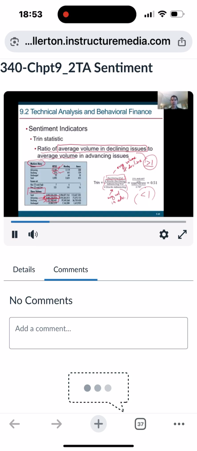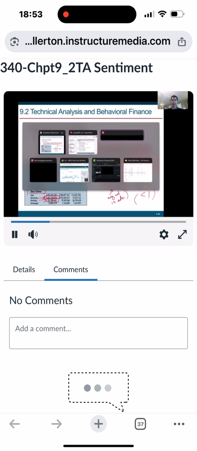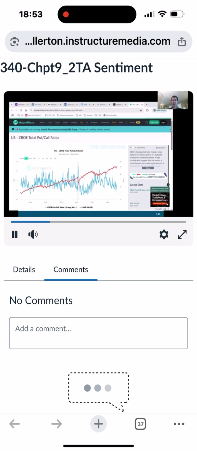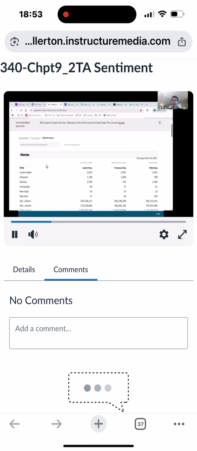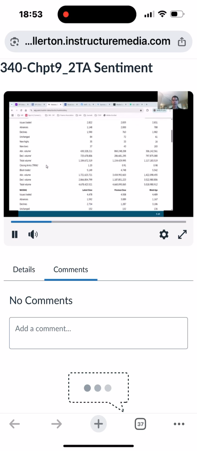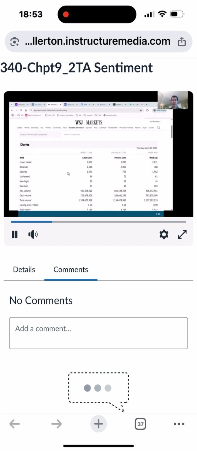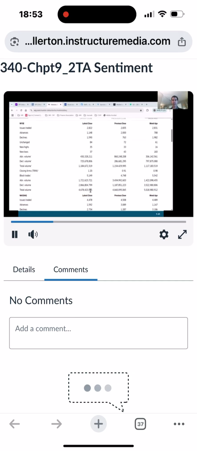I said I was going to jump over and show you this. Let's jump to a website here. I'm going to go to, here you go, the Wall Street Journal's Market Diary. This is Wall Street Journal. They have a very, very complete market diary. I'm going to scroll down, and I've got all the information that I would need to calculate the trend statistic. I have the number of advances, the number of declines. I've got the volume in the advances. I've got the volume in the declines and things like that, so I could calculate it.